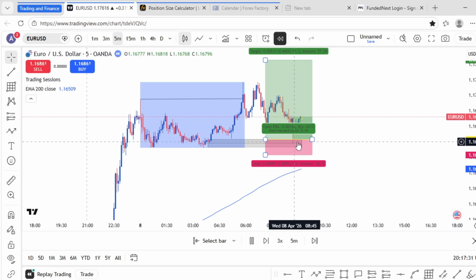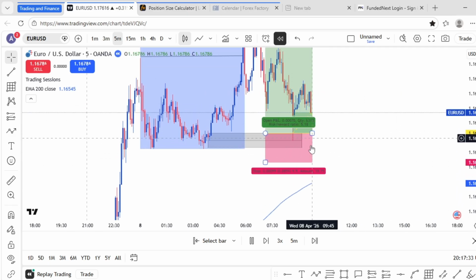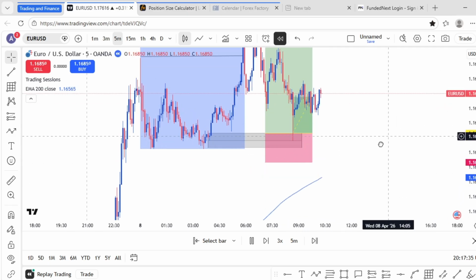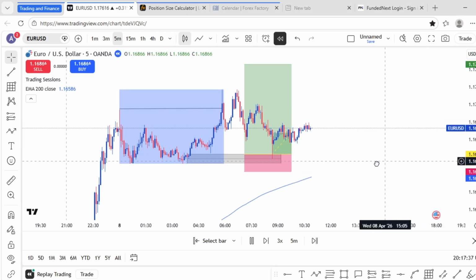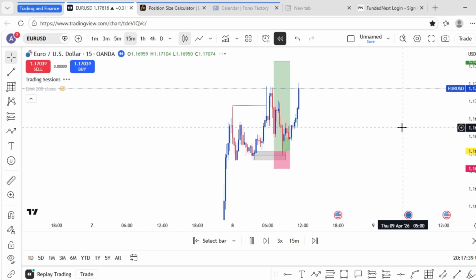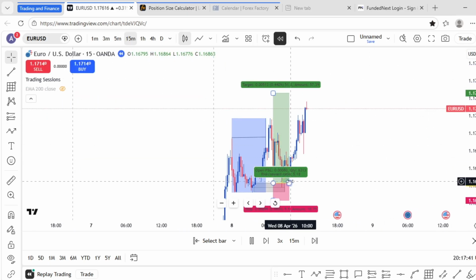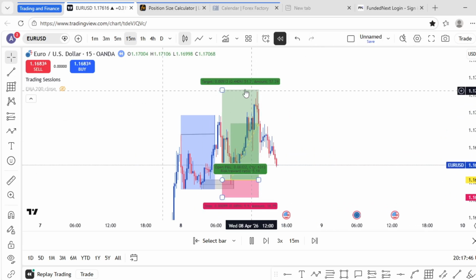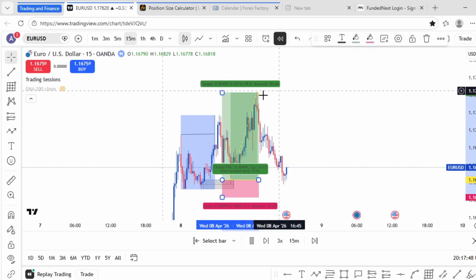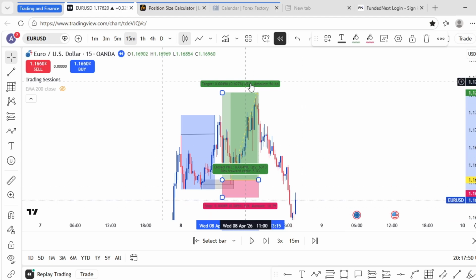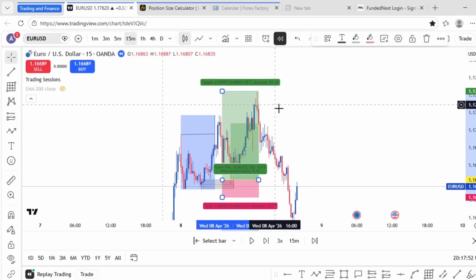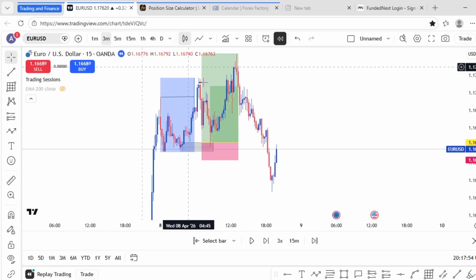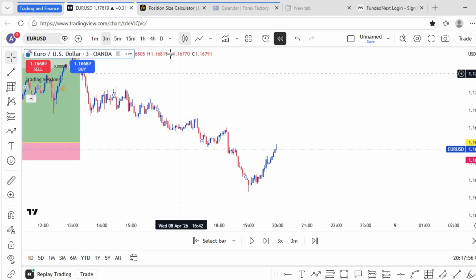Okay, price has mitigated. We are in. Let's see what happens. Let's go to 15-minute and see. Okay, price is already close to take profit, and there we have it. We have already hit take profit, 1:5, before the reversal happened.